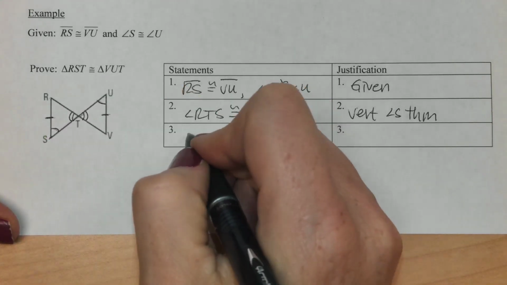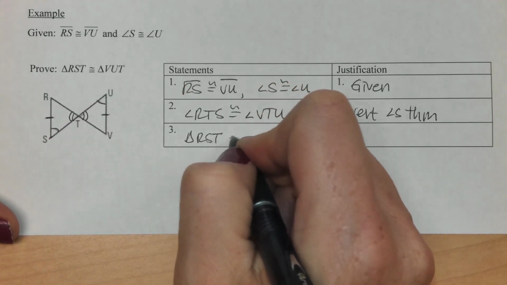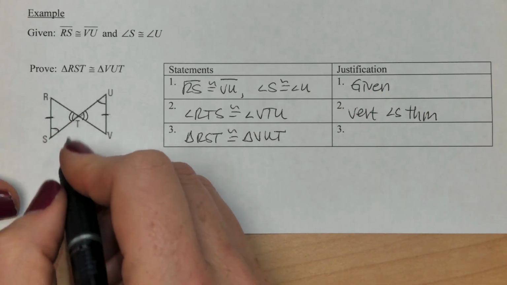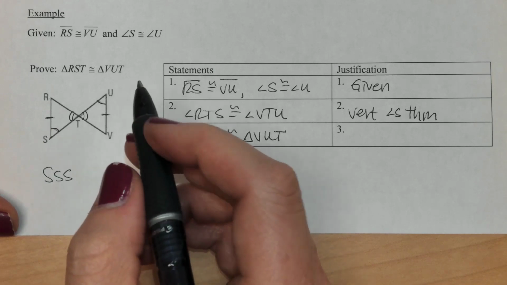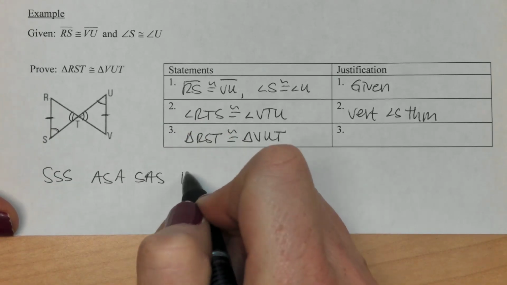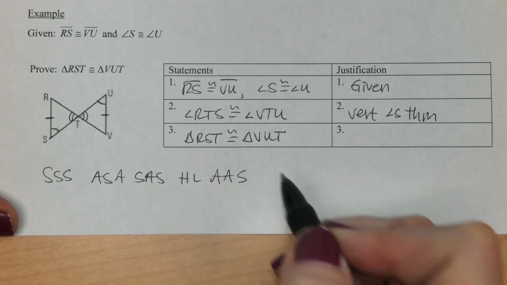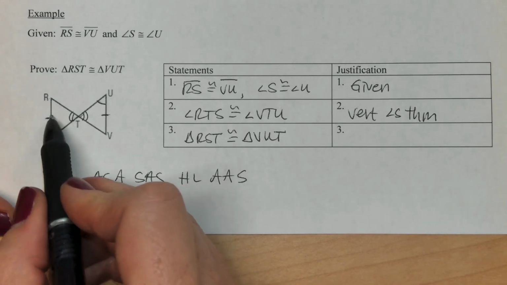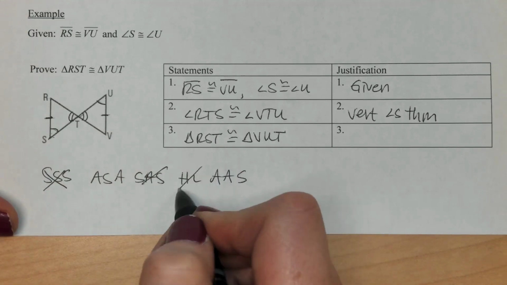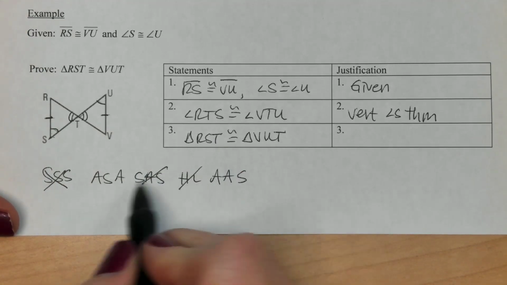And my last statement is always whatever I'm trying to prove. So we'll throw that in there. And then out of my 5 reasons, sorry, let me copy them real quick. I have definitely not side, side, side. I have 2 angles in a side, so it can't be that one. I don't have a 90. So it's one of these 2.